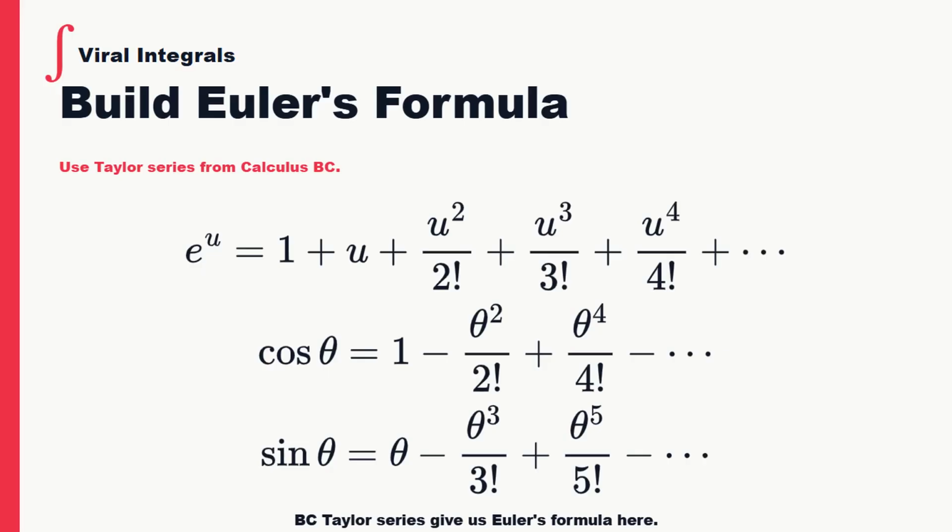Euler's formula is not introduced by name in AP Calculus, so we're going to build it from Taylor series. The series for e to the x, sine x, and cosine x are Calculus BC tools, and they are enough to get the formula.